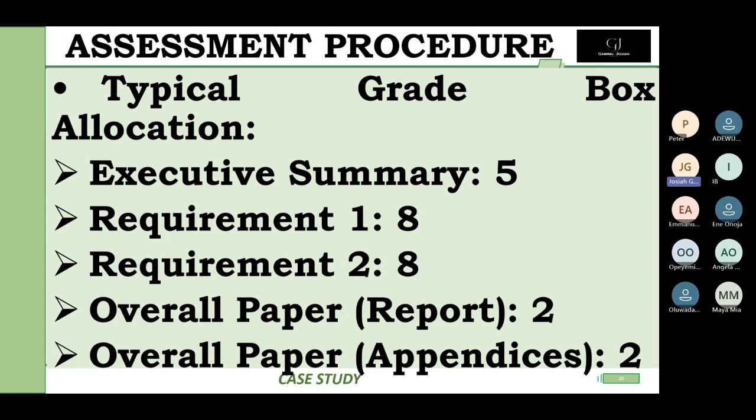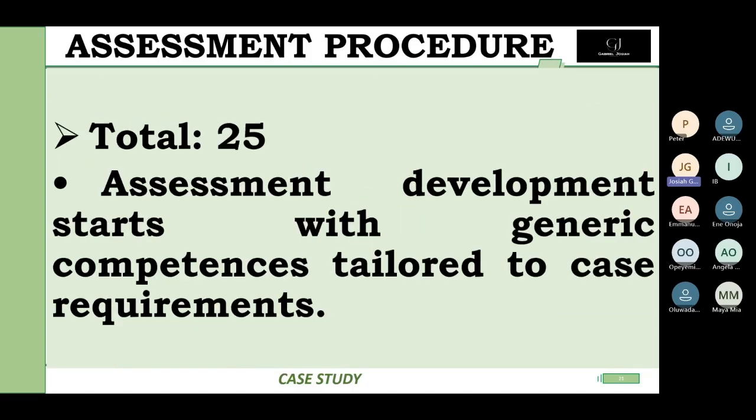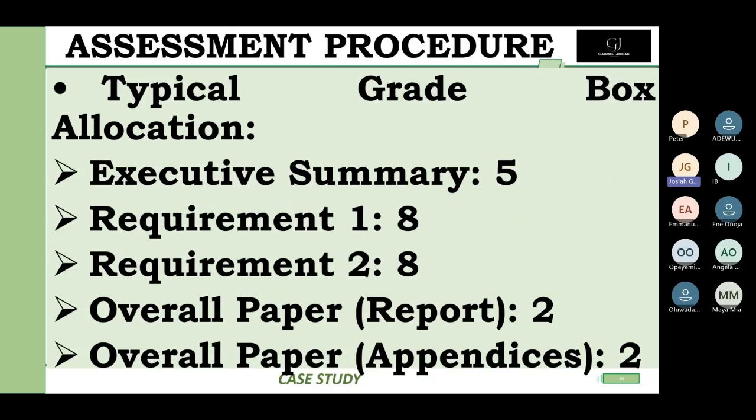23 plus the 2 of the overall paper report and 2 of appendices, you have 25 typical grade boxes allocated in the case study paper. So you have a total of 25 boxes you are graded on, and your assessment development starts with generic competencies tailored to the case study requirements based on how you are guided in this box.